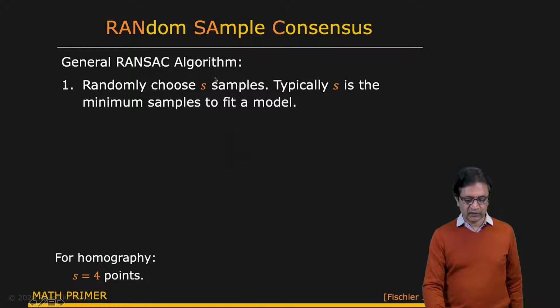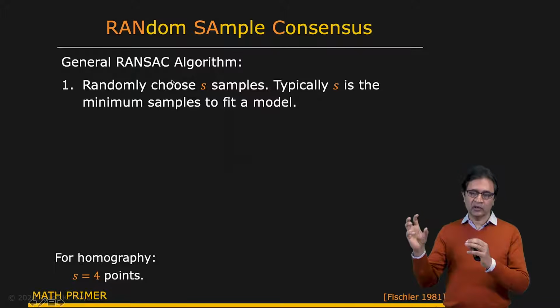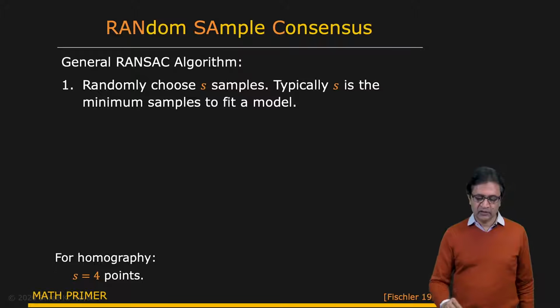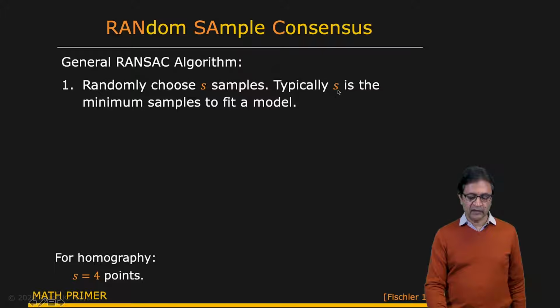But this is a general algorithm. You're given some data, points, and you're given a model. You have to have a model that you're trying to fit to this data. The data points include inliers and outliers. And let's assume that to fit this particular model, you need a minimum of S data points. In the case of the homography, we know that S is equal to 4.